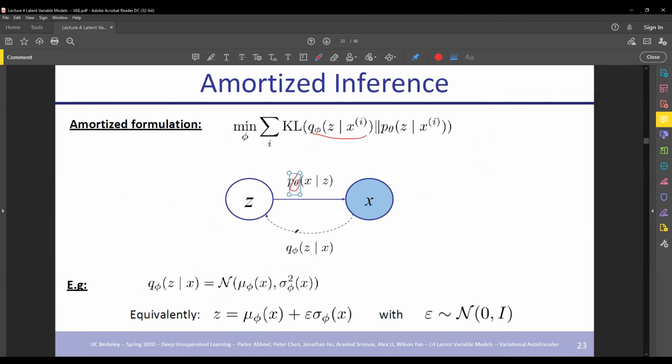This is the theta we want to learn, and that's the phi we want to learn. And in one case, x given z takes us from the latent variable to x, and z given x takes us from the observed variables to the latent variables.